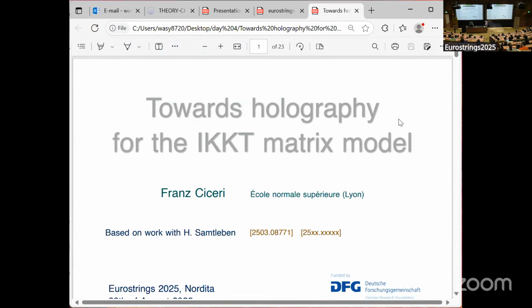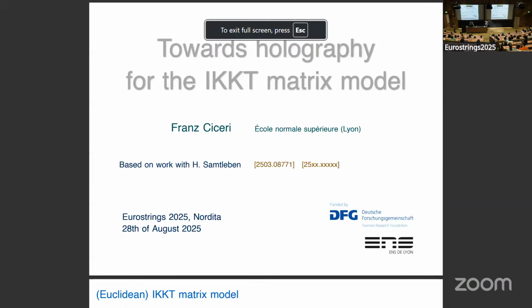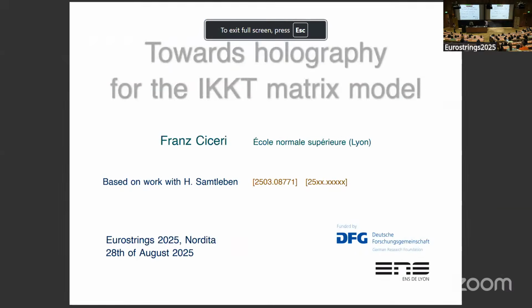Okay, so the next and last speaker of the morning session is Franz Ciceri, and he's going to talk about towards holography for the IKKT matrix model.